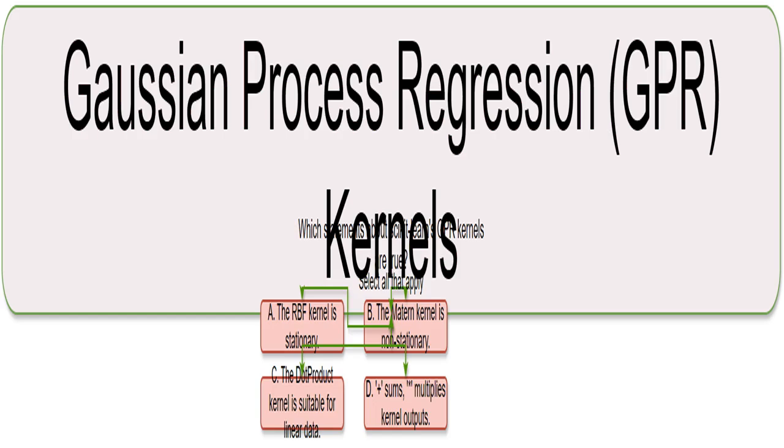The radial basis function, RBF, kernel is a stationary kernel. Stationary means that its output depends only on the distance between your data points. It doesn't care about the actual location of the points, only how far apart they are. This makes it a good option for modeling smooth and consistent data.